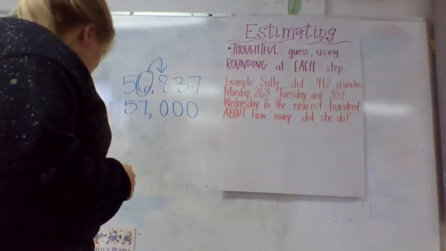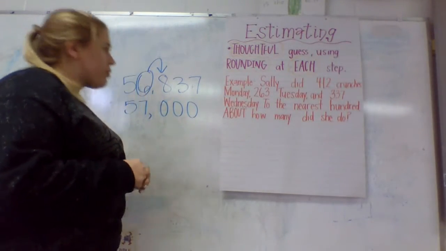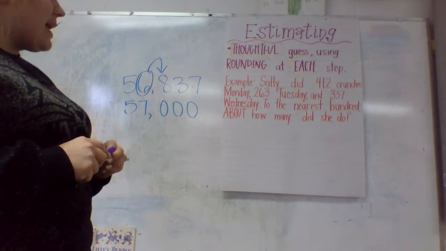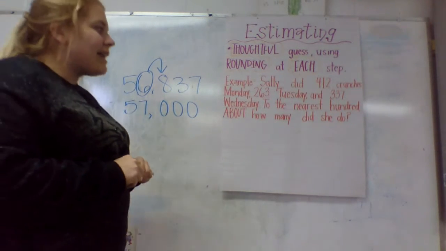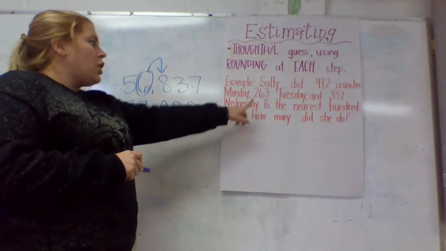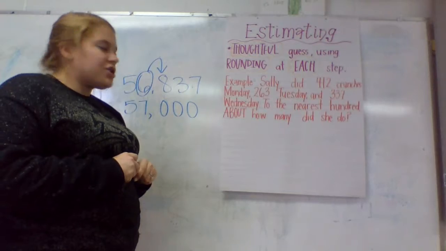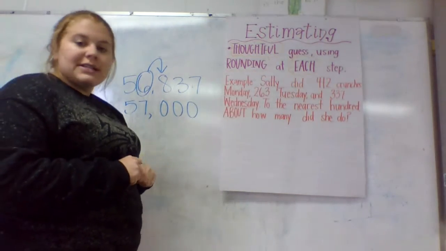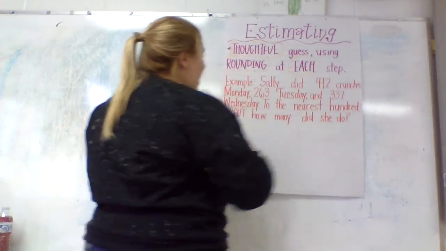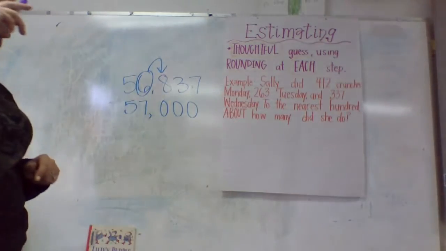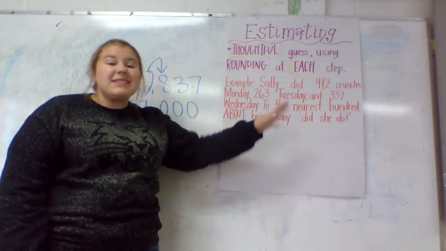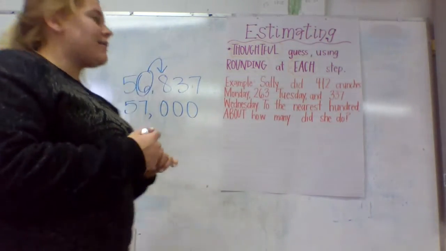So we're going to do a problem together to talk through this. You have a couple in your lesson. So our example problem says Sally did 412 crunches on Monday, 263 on Tuesday, and 337 Wednesday. To the nearest 100, about how many did she do? When I look at word problems, a lot of times they give me things that I don't really need to know. They try and confuse me.